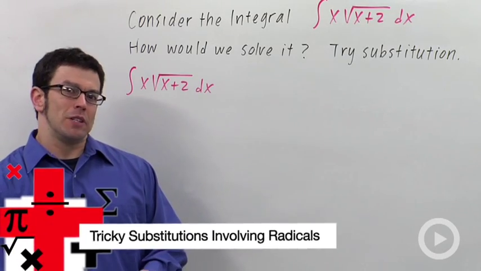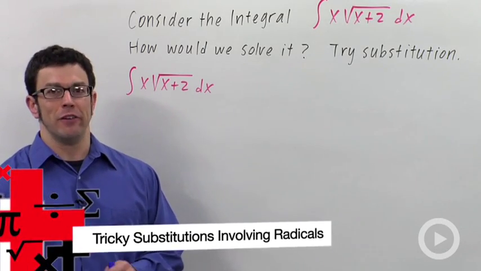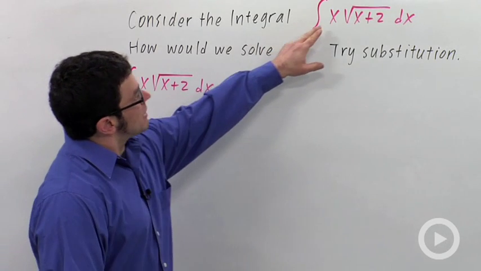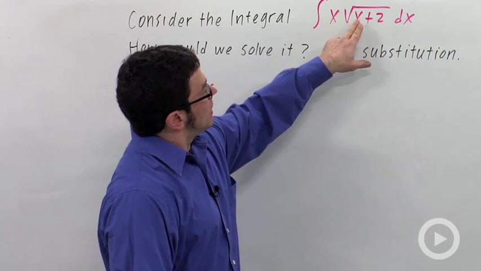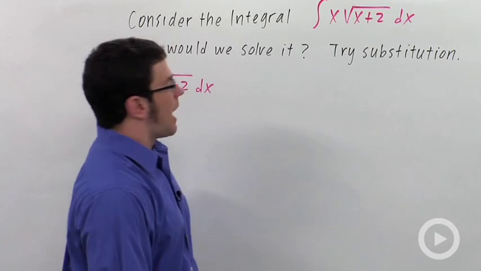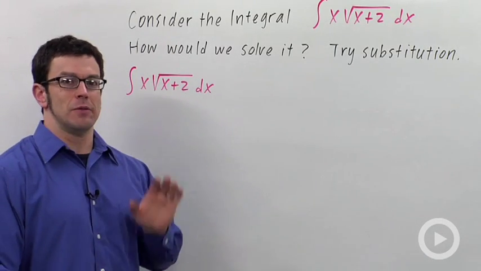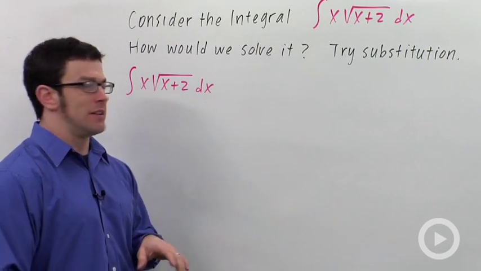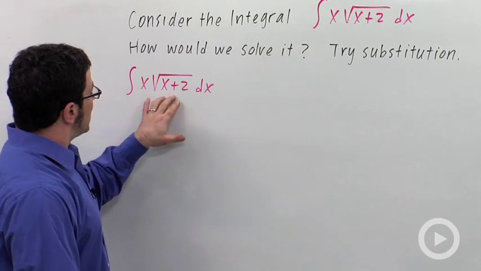Sometimes integrals that involve substitution are very, very tricky. Consider this one. The integral of x times radical x plus 2 dx. How do we solve it? It turns out that a substitution works, but it's a very tricky method. So watch how I do it here.